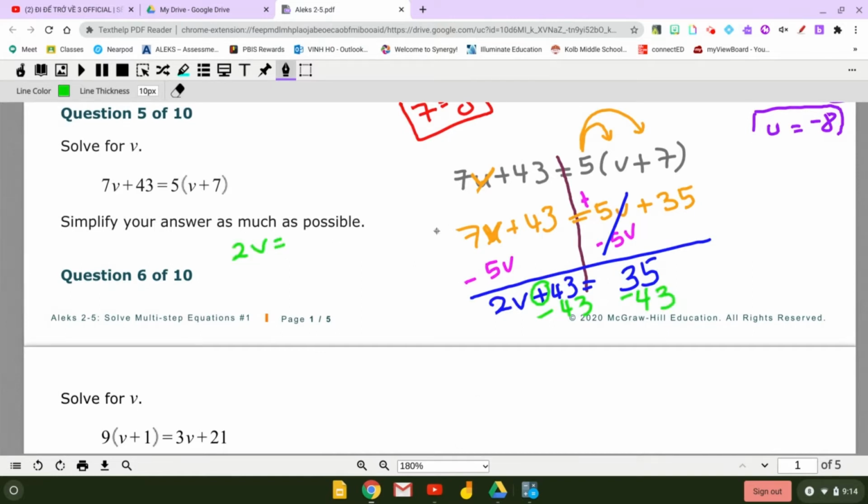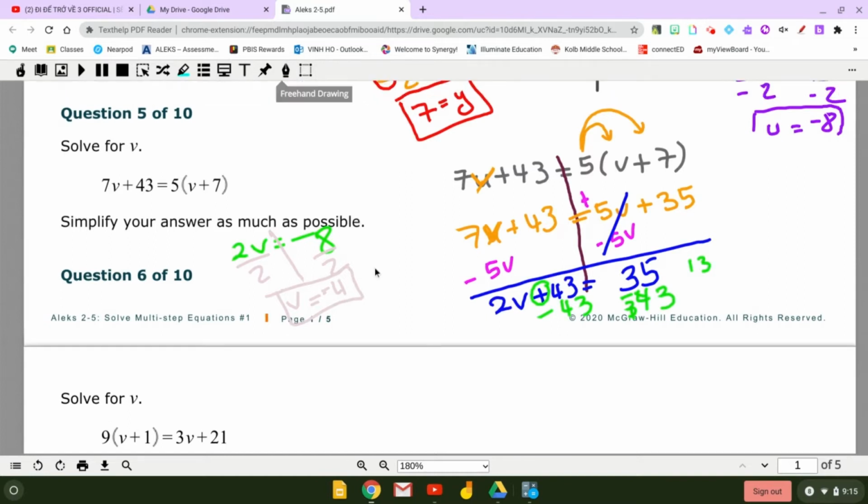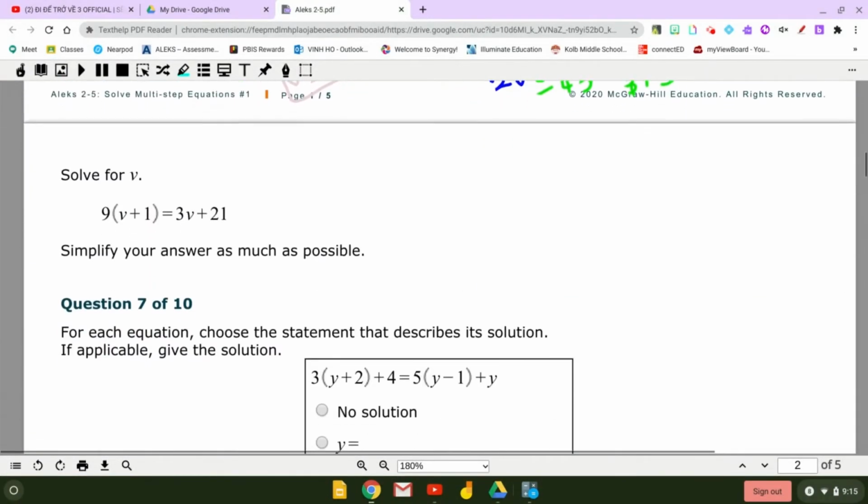So 2v equal to 35 minus 43, the opposite sign. So you're going to subtract. Since 43 is the bigger number, so 43 minus 35. Borrow 1 from the neighbor. That will be 13 minus 5. That's going to be 8. And the neighbor turned into 3. 3 minus 3 is gone, so it's just 8. And it's negative because 43 is the bigger number. And our next step we're going to do is divide by 2 on both sides. So v equal to negative 4. That's it. All right, we're heading down to problem number 6.